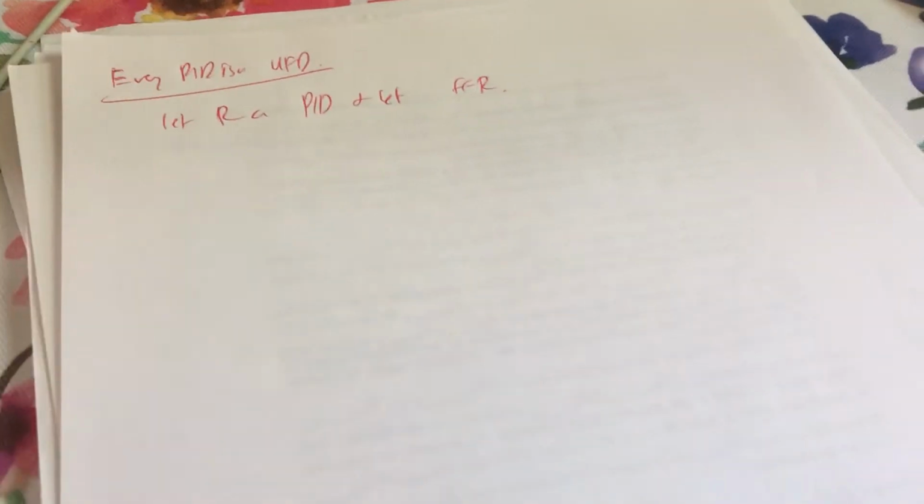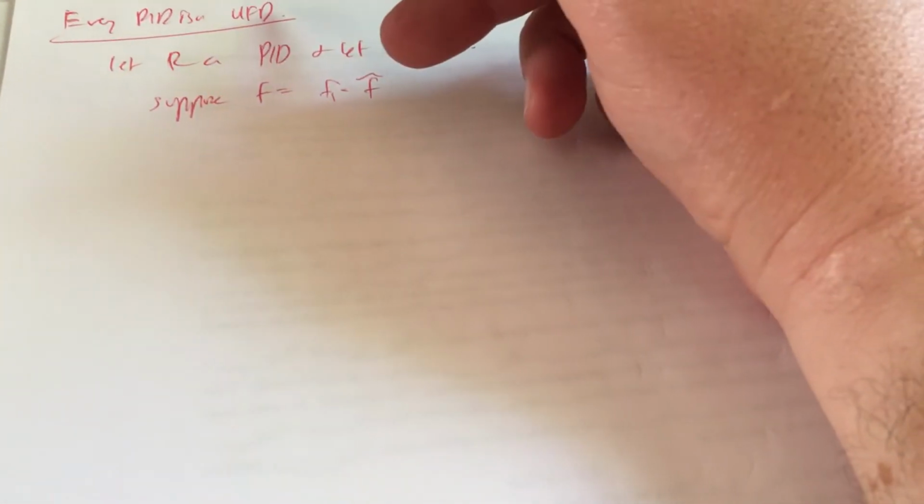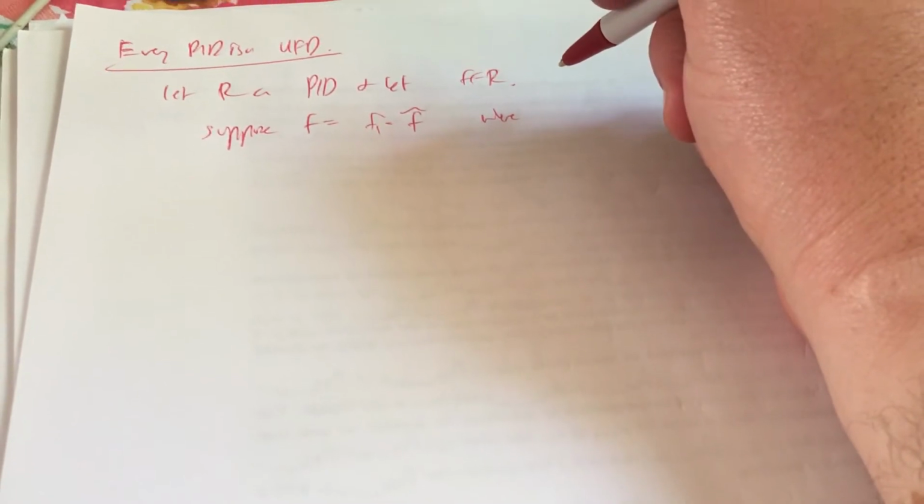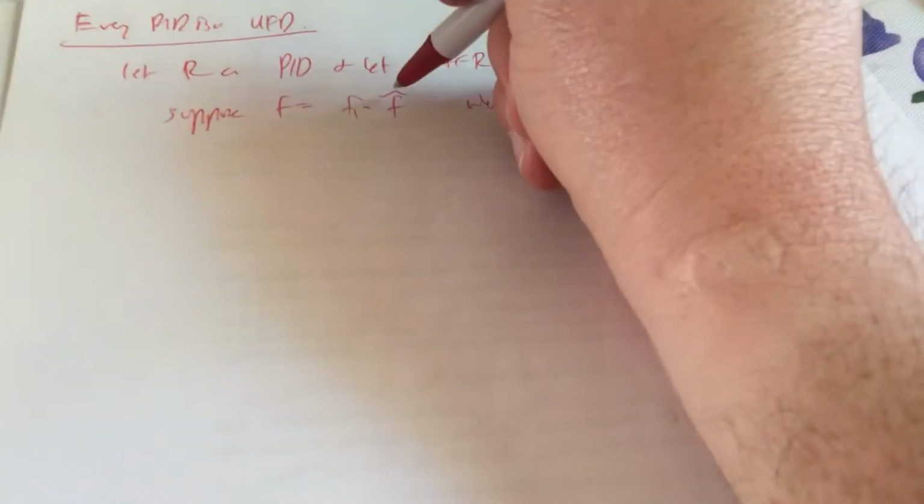So let R be a PID and let f in R. So suppose f is f1 times f tilde. And, right, because I want to show that I have unique factorization into irreducibles, where both f1 and f tilde are not units. I don't know why I called one of them f1 and the other one f tilde.